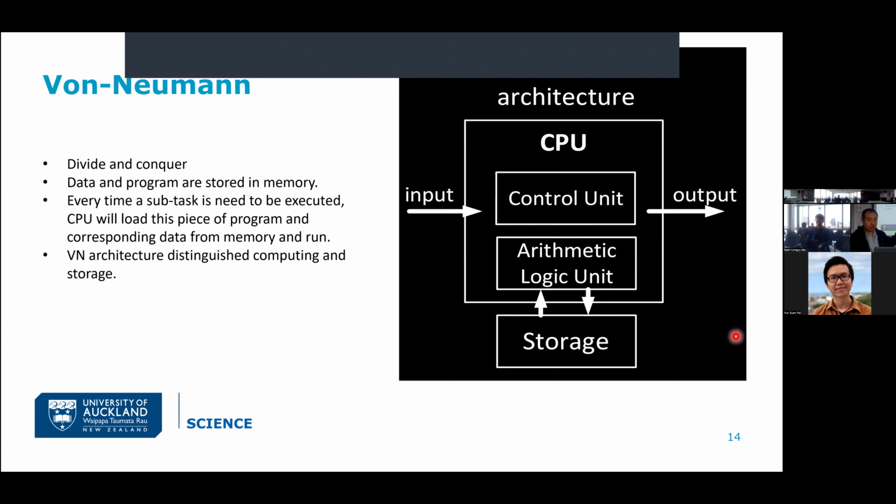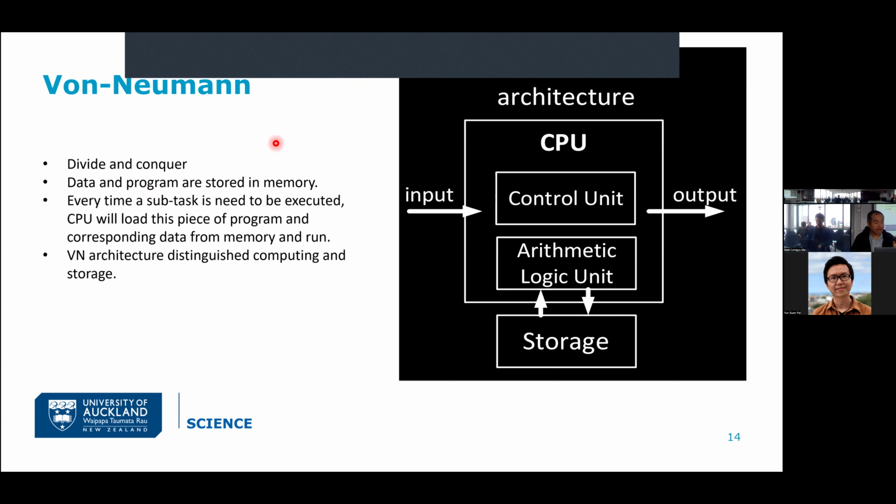So the data and programs are stored in the memory, right? And every time of execution, the CPU will load a piece of the programs and then the corresponding data as well from the memory and do the execution. So this is basically how the CPU does these kinds of things.